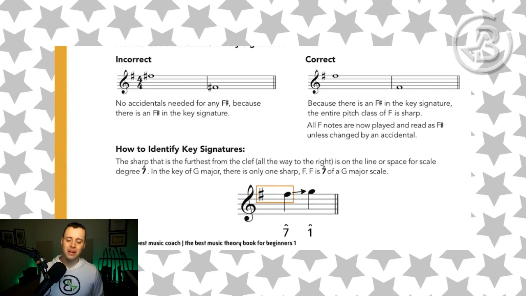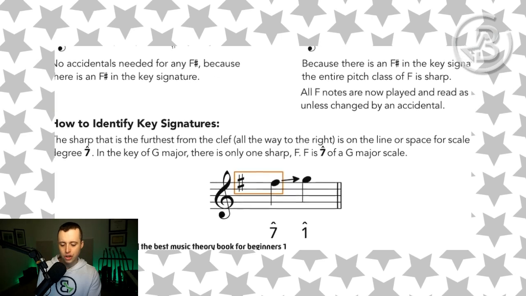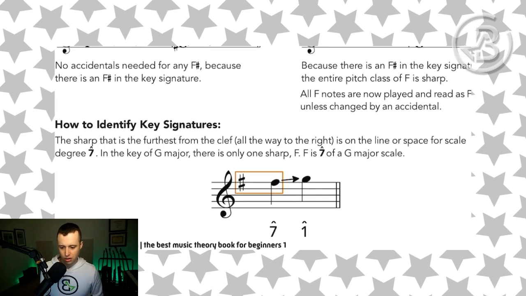Last thing for us to talk about in this lesson is a quick tip to identify key signatures. Whenever you have sharps in a key signature, the sharp that is all the way to the right, in this case we only have one sharp, so it's easy to do, is going to be scale degree 7. It just so happens that the sharp is on the F line, and F sharp is scale degree 7 of what major scale? G. So that's how we can tell that this is for a G major scale.